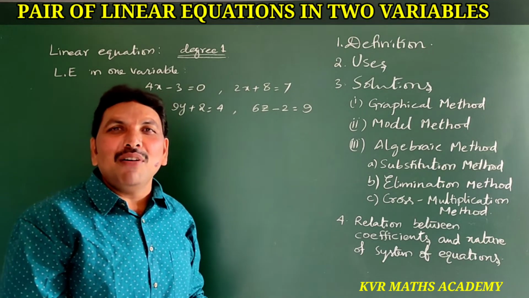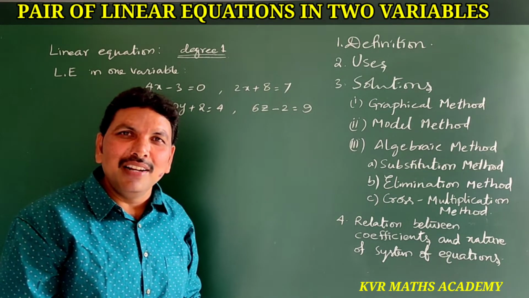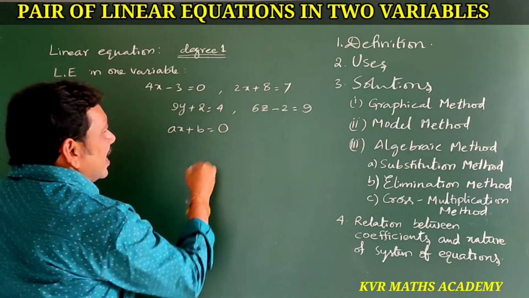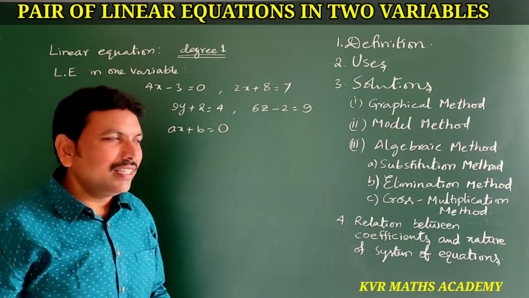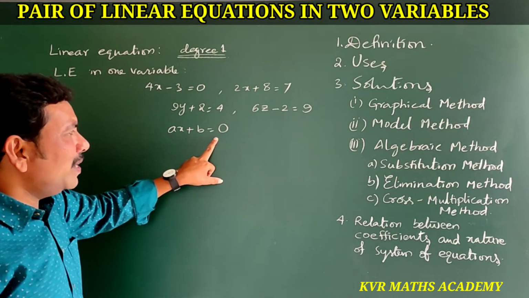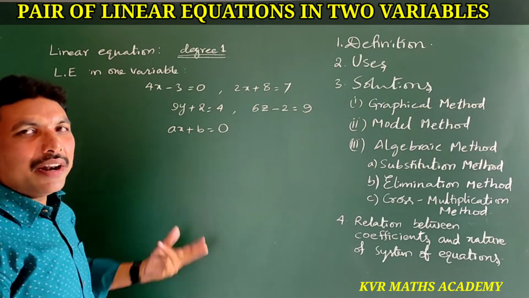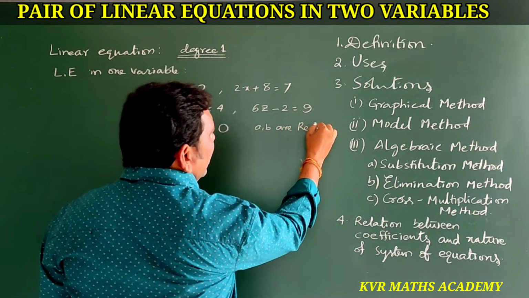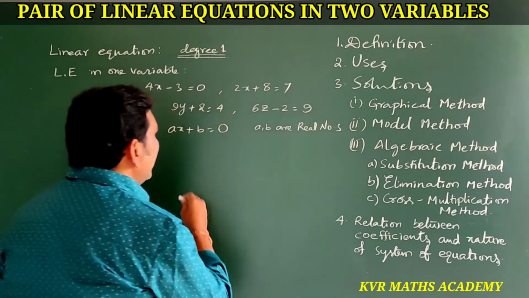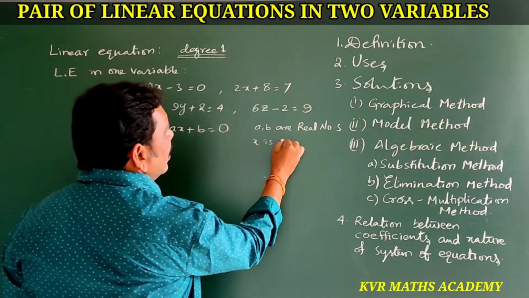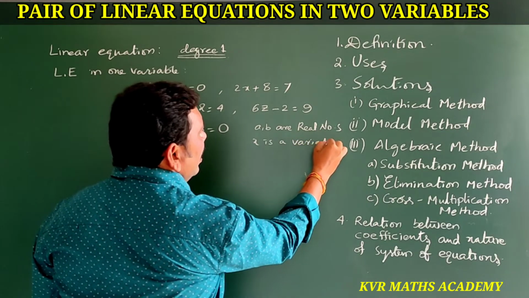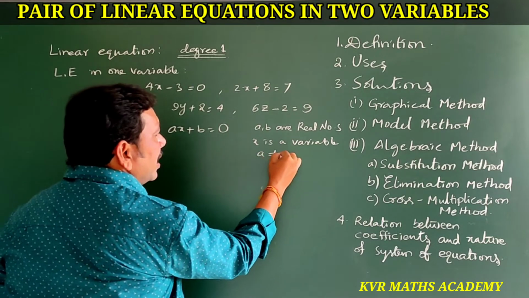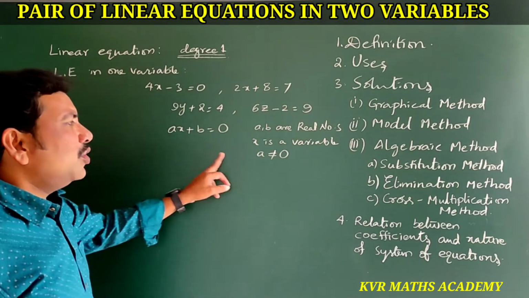What is the general form of the linear equation in one variable? ax plus b is equal to 0. Here a, b are real numbers, x is a variable, and a should not be equal to 0.